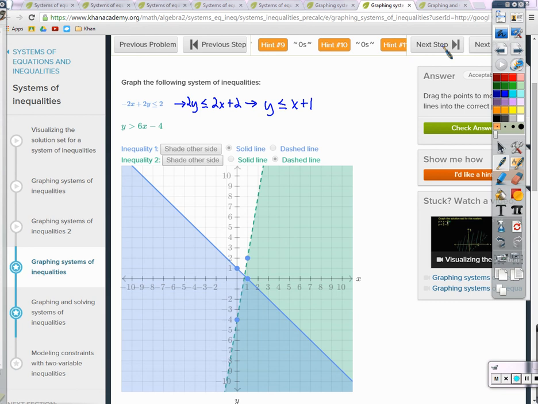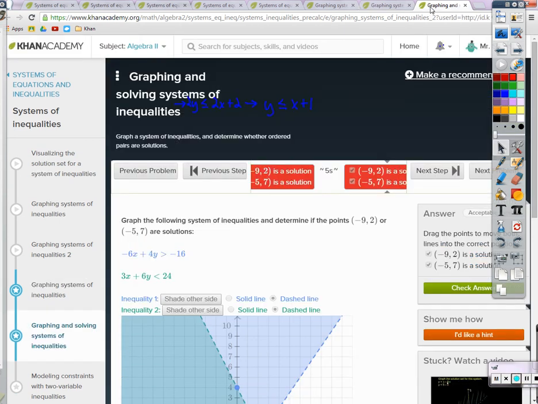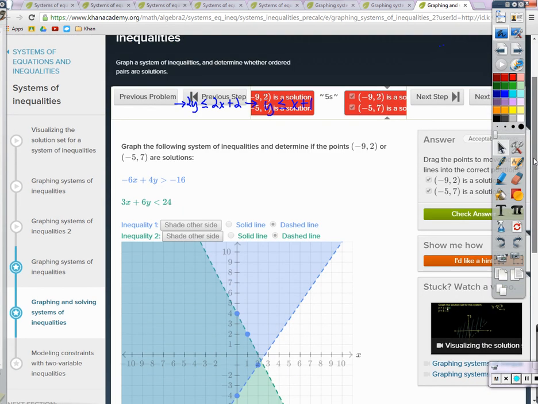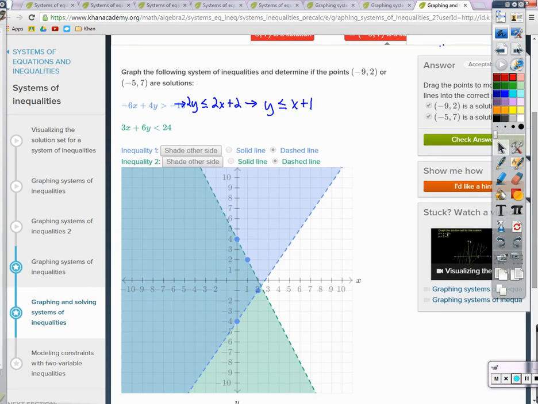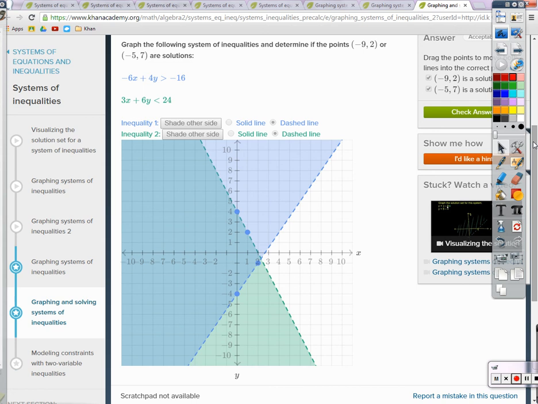It has the right y-intercept, but it should have this positive slope. And last one, this is where you graph a system and you tell whether or not certain points are solutions.